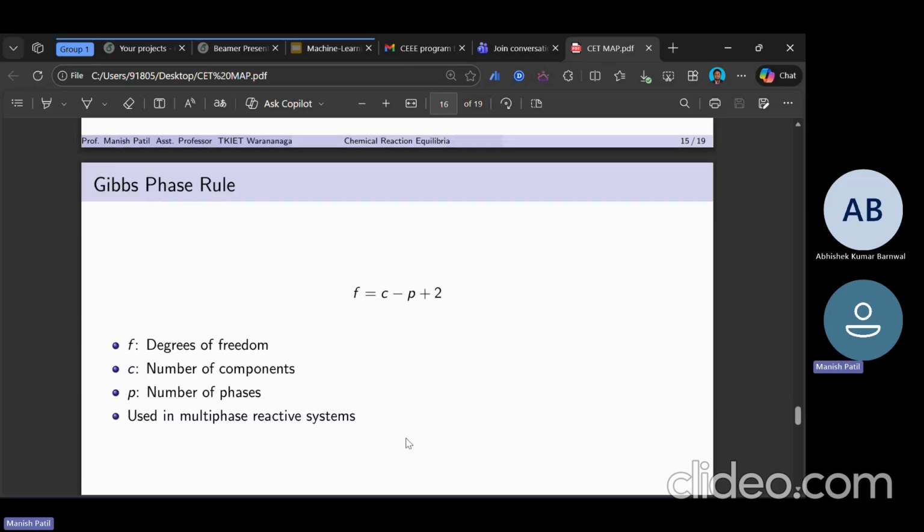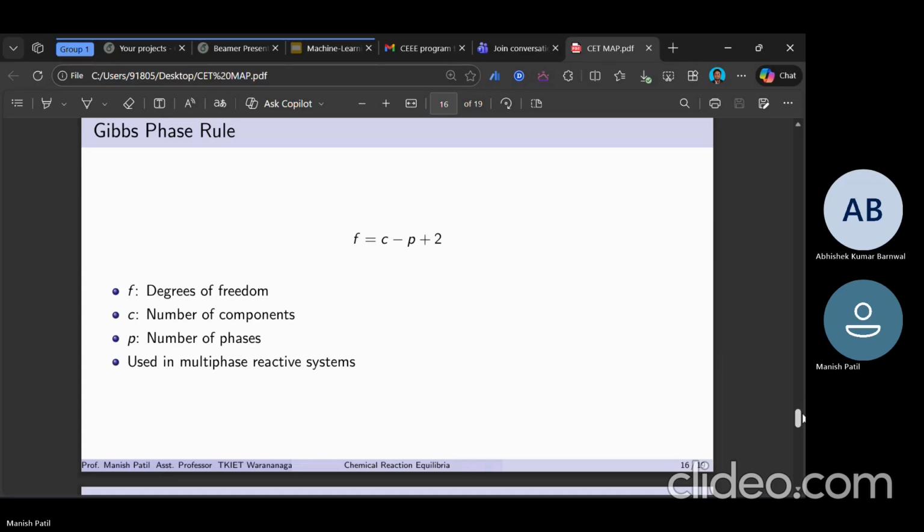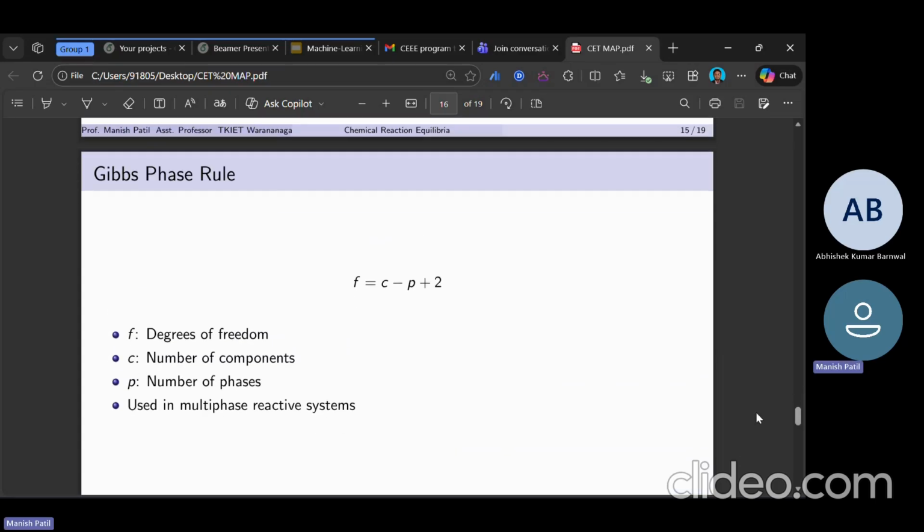Now the Gibbs phase rule. It is a system analysis tool: F = C - P + 2, where C is the number of components, P is the number of phases involved in the system, and F is the degrees of freedom. So it helps determine the number of variables that can be independently changed. It is also useful in multi-phase reacting systems.